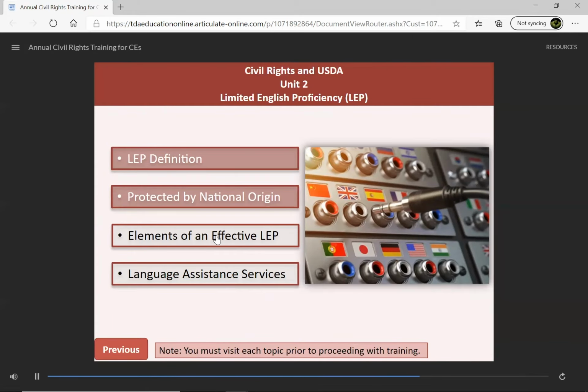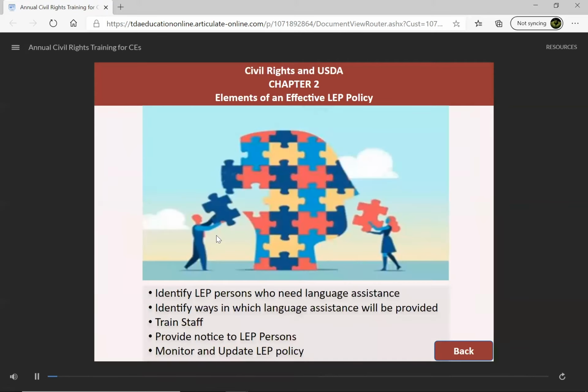Elements of an effective LEP. Here are some elements of an effective LEP policy that CEs should consider. Identify LEP persons who need language assistance. Identify ways in which language assistance will be provided. Train staff. Provide notice to LEP persons. And monitor and update LEP policy.